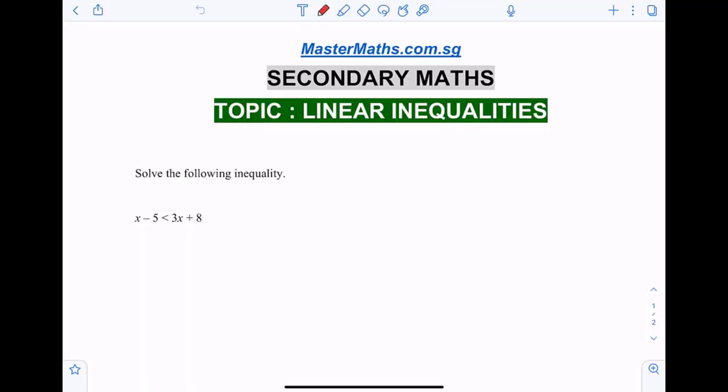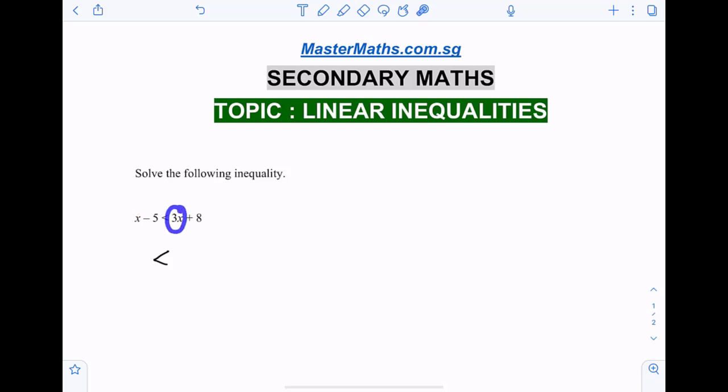Now there are two ways to do inequality, so I'm going to teach you both ways in this question. The first way is to retain the orientation, the direction of your inequality sign at all times. So we treat it like an equal sign. Bring all the x to the side that will make it positive. So in this case, I bring the x to the right side.